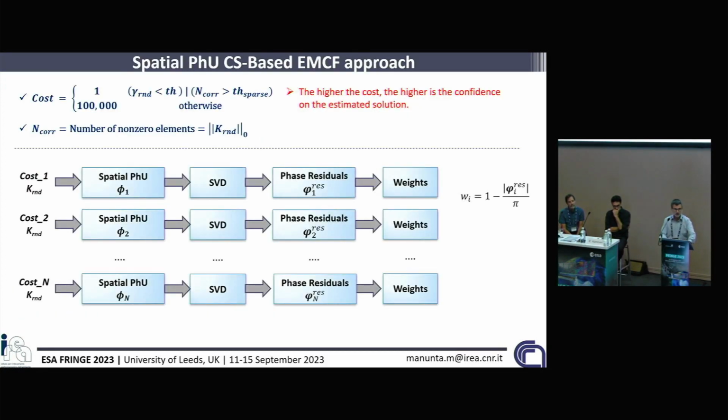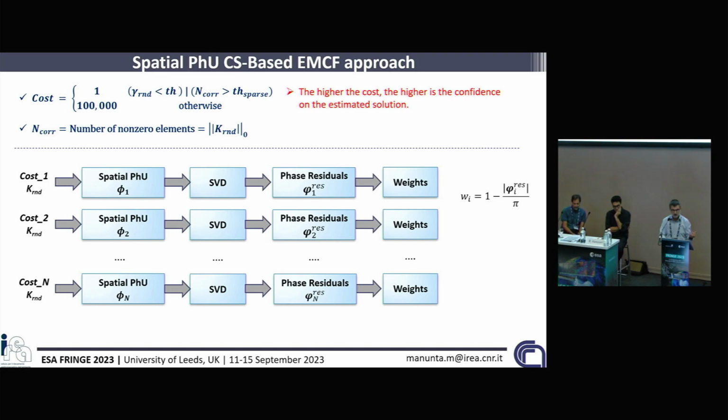Here, in this slide, I represent how we can average the different solutions. By changing TH sparse, we retrieve a different cost function. For each cost function, we have different spatial phase unwrapping, so we have phi1, phi2, phi-n. For each solution, we apply SVD or least square. We retrieve time series, and we can compute the phase residuals. Phase residuals represent the error of our system.